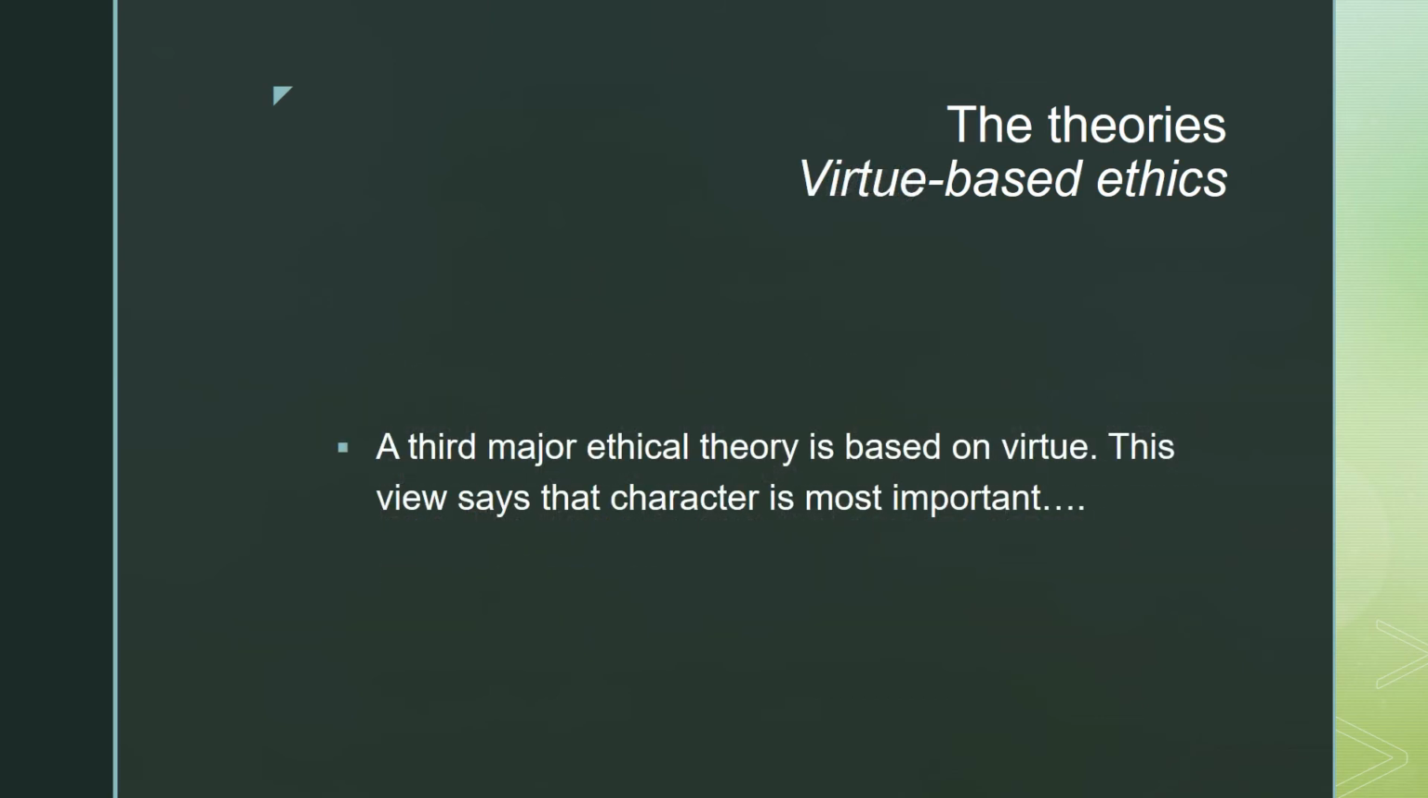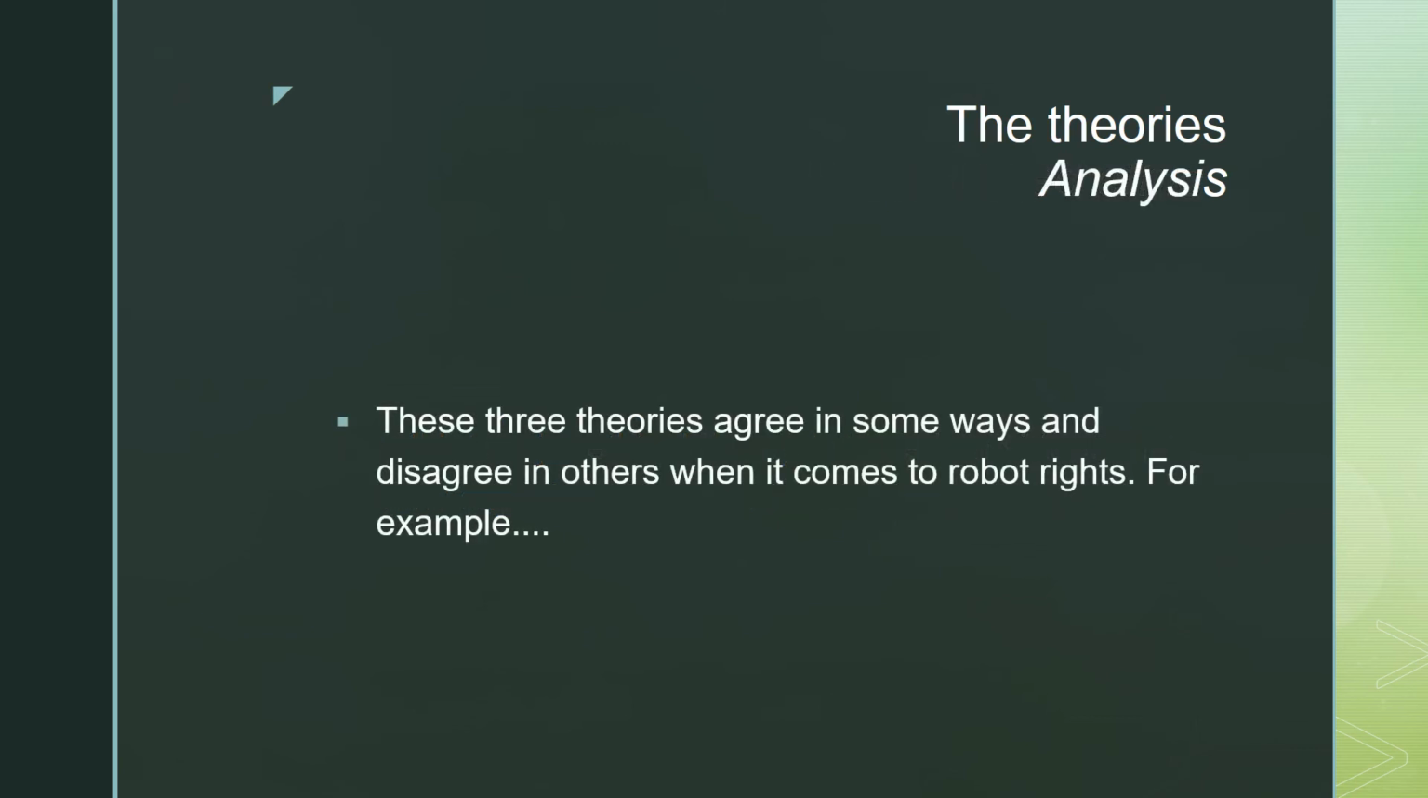And then the virtue-based ethics, again, a third major ethical theory. This view says that character is most important, and again, how does this relate to robot rights? Does it relate? This may be a little more difficult. We think, well, maybe only human beings could have virtues of character, etc. And then the analysis: the two theories agree in some ways and disagree in others, and then I explain briefly.